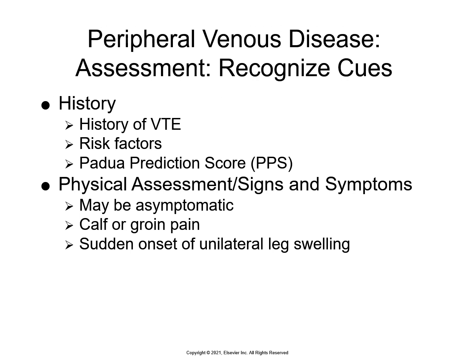Okay, peripheral venous disease. We know we are looking at that, so let's do a history. Let's find out what our patient's history is. You always ask this on their history: have you ever had a blood clot? If they've had a history of VTE, that's going to cue you that, okay, we need to think about this. We need to prevent further problems. You need to know their risk factors. You need to know their prediction score.